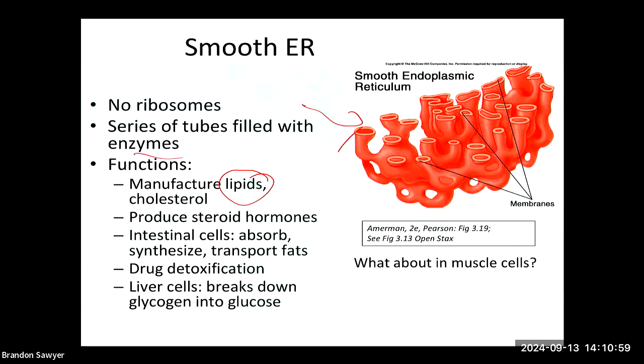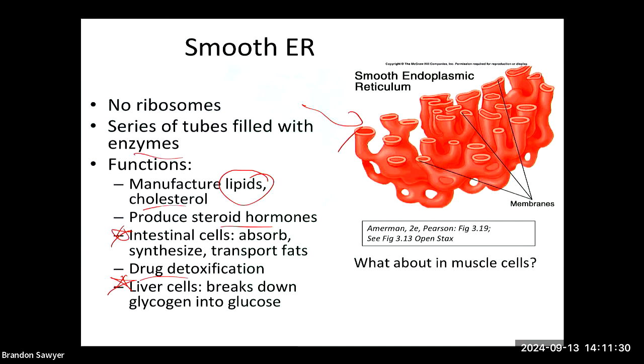Okay, so this is where all cholesterol products are made, steroid hormones. Inside of our intestinal cells, we have an advanced smooth ER that's going to help us absorb and synthesize and transport fats. Also very important for drug detoxification. For example, in the liver cells, a very highly developed smooth ER, because your liver is responsible for breaking down most chemicals, drugs, prescription or not, that are taken in by us.